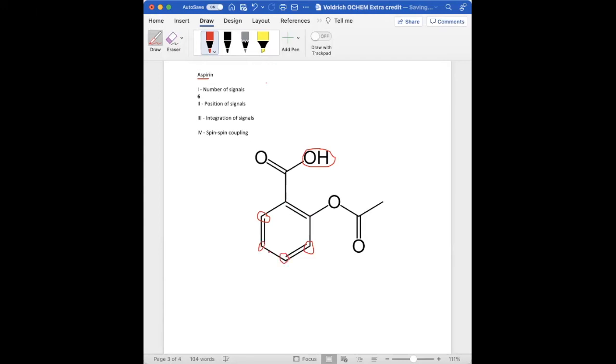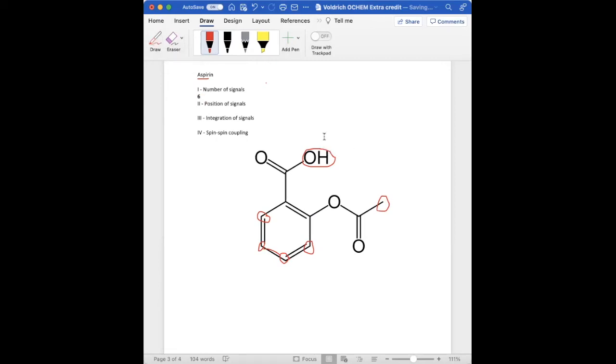However, sometimes on an NMR, these two will read as one because of overlapping. Now, the last signal is this CH3 right here, which will have its own signal because there's no other environment like it. So we'll have a total of 1, 2, 3, 4, 5, 6 signals that may look like 5.